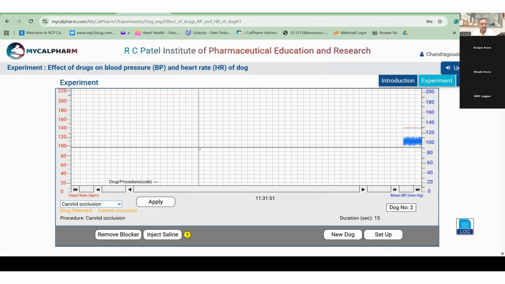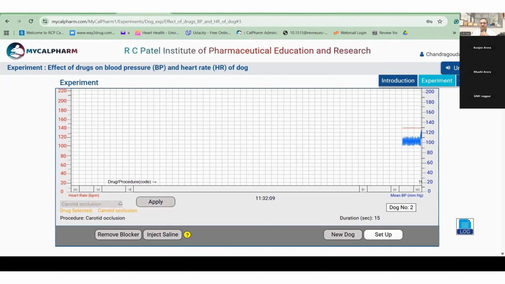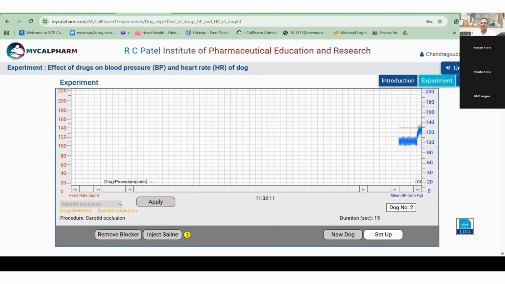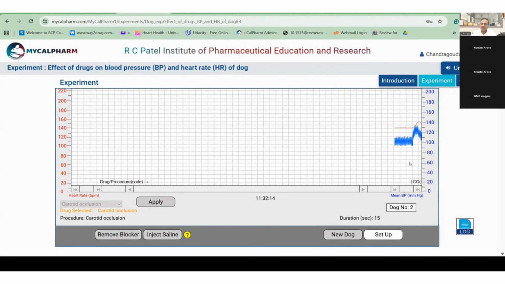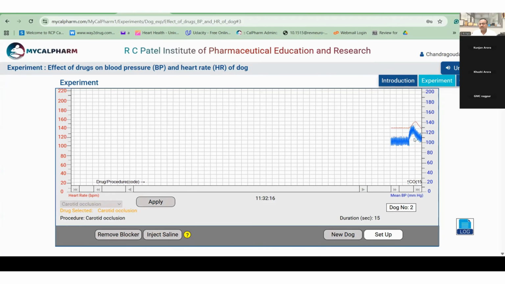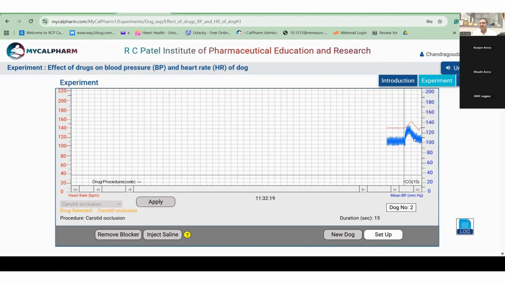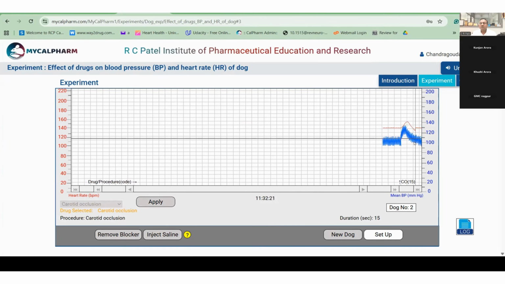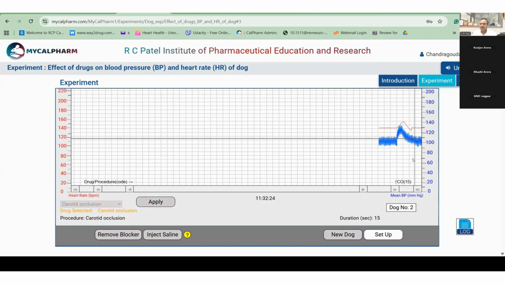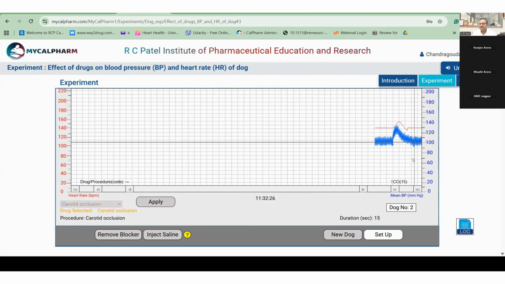In physiology, when we try to tell our students how baroreceptors affect blood pressure, we have to tell them about the experiment of carotid occlusion in dogs. Here, when we apply carotid occlusion, it means the artery which is supplying the brain, we are blocking for a few seconds. And what we see is that if the artery supplying the brain is blocked for some time, there is a rise in blood pressure.